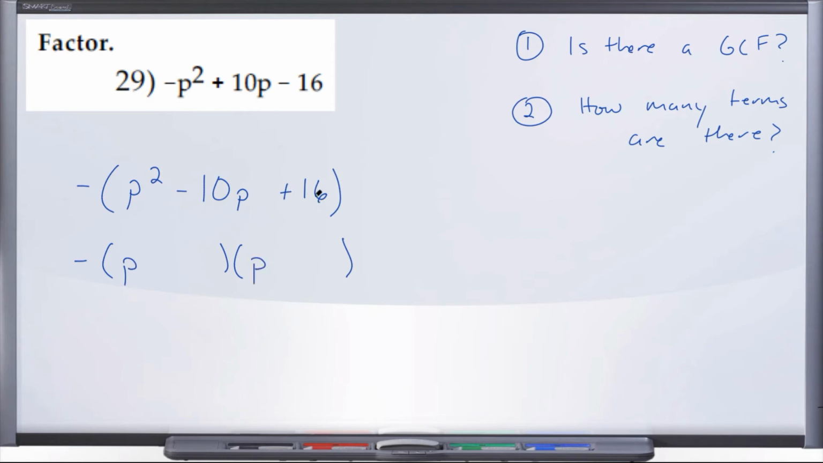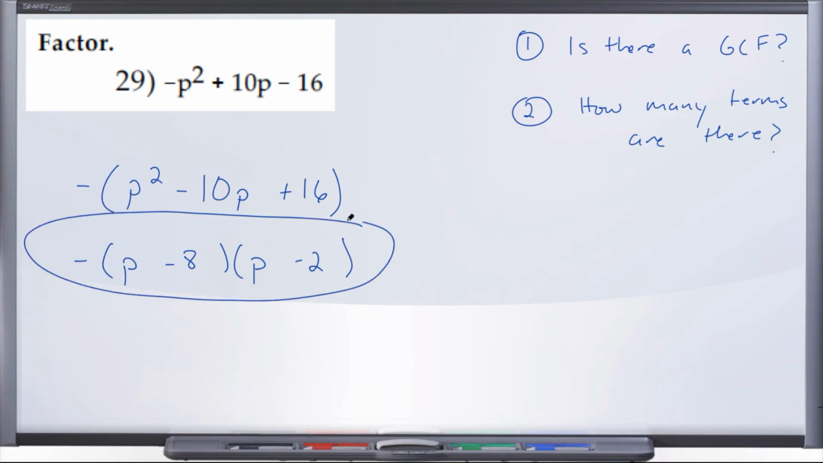And now we're looking for factors of 16 that add to give us negative 10. Well, factors of 16 that add to negative 10. How about negative 8 and negative 2? Right, negative 8 times negative 2 gives us positive 16, and negative 8 plus negative 2 gives us negative 10. So there we have it, number 29.